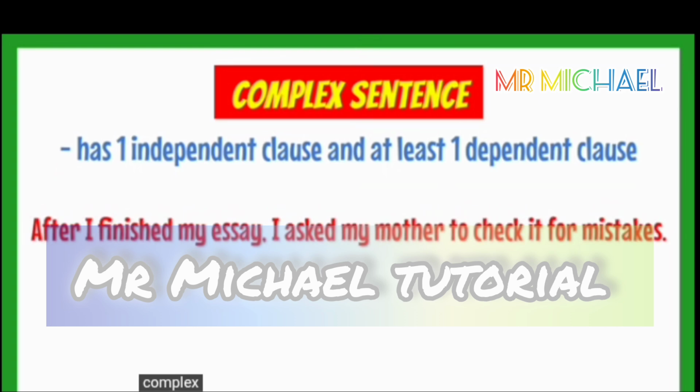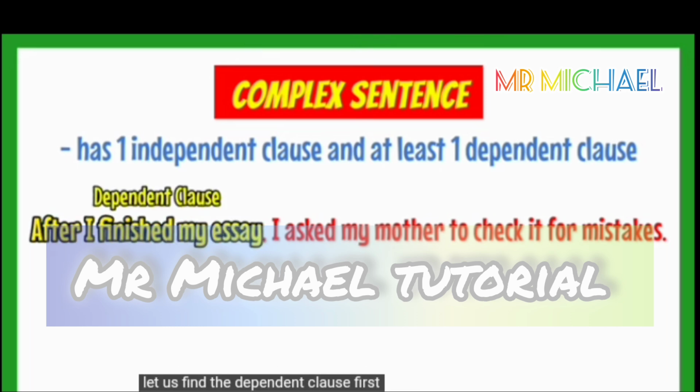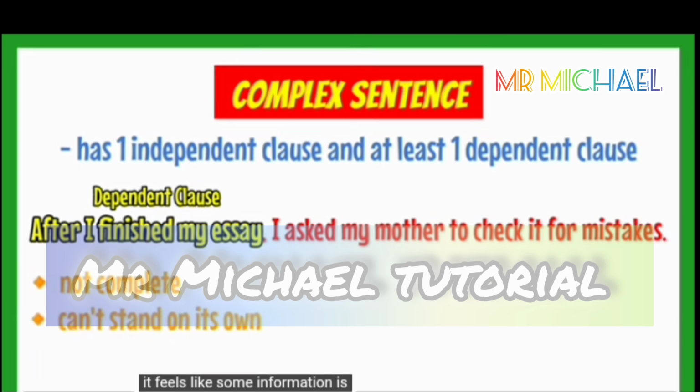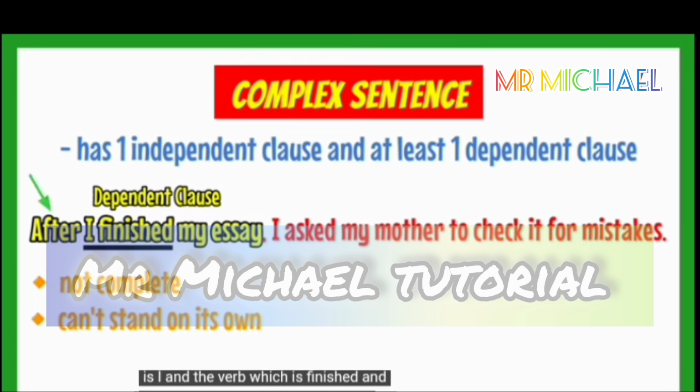After I finished my essay, I asked my mother to check it for mistakes. Let us find the dependent clause first. It is, after I finished my essay. As you can notice, the thought is not complete. It feels like some information is missing, right? It cannot stand on its own as a complete sentence. That is why it is a dependent clause. Although it has a subject, which is I, and the verb, which is finished. And as you can see, it is introduced by a subordinating conjunction, after.